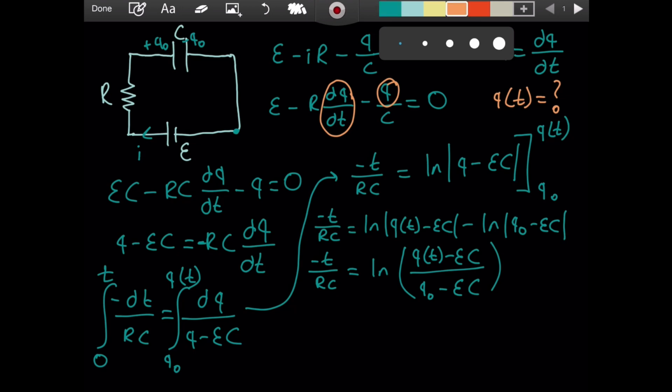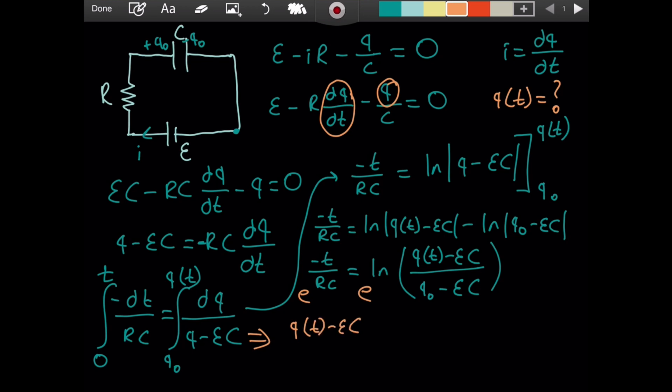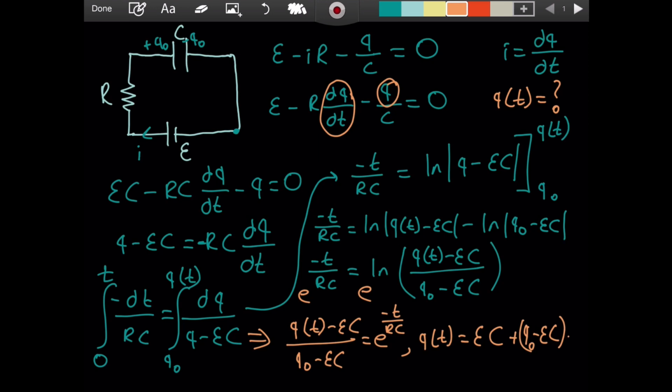And if I raise both sides to the power of e, as the result, I will continue in orange. We might need some space, but I will try to fit it here. So the result will be Q of t is equal to epsilon c plus Q naught minus epsilon c times e to the power of negative t over RC. Alright?